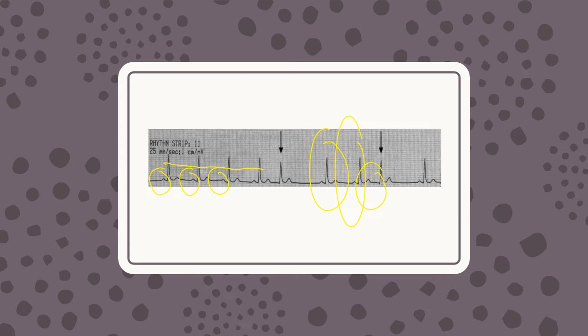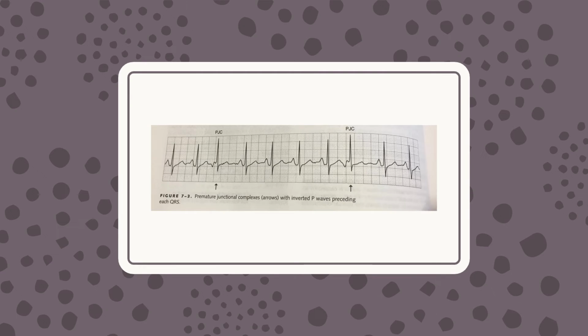So what you have is a beat that's coming in early and it does not have a P wave, and the QRS looks normal. It looks like all the other QRSs. So we've got a PJC. And the rate on this probably looks sinus, so you would call this a sinus rhythm with a PJC.